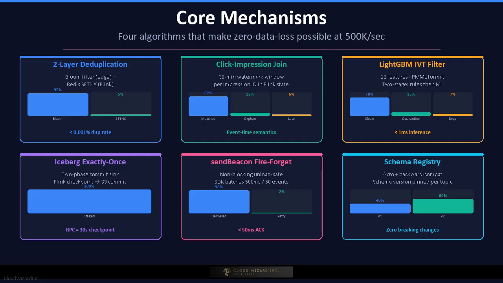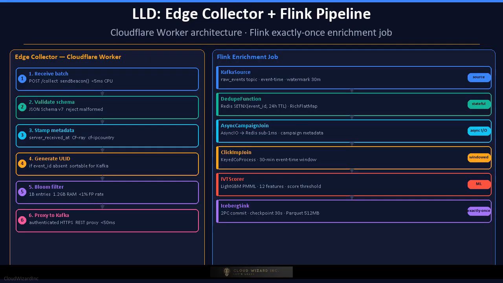Third is the LightGBM fraud model evaluating 12 features in real time. The model is loaded in PMML format and scored inline in the Flink processing pipeline. Fourth is the S3 Iceberg sync with exactly-once semantics using Flink's two-phase commit: write to staging files, then atomically commit on checkpoint completion. Let me go deep on the two most interview-worthy components.